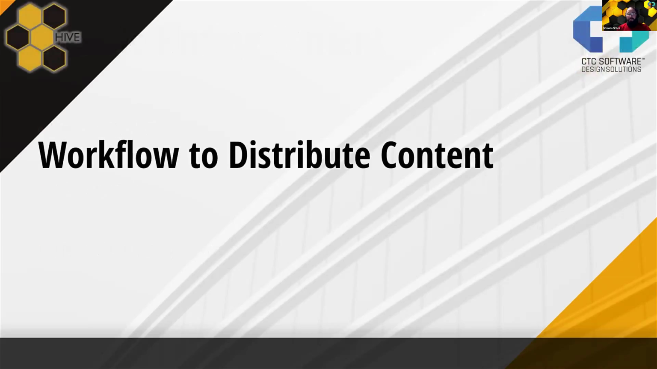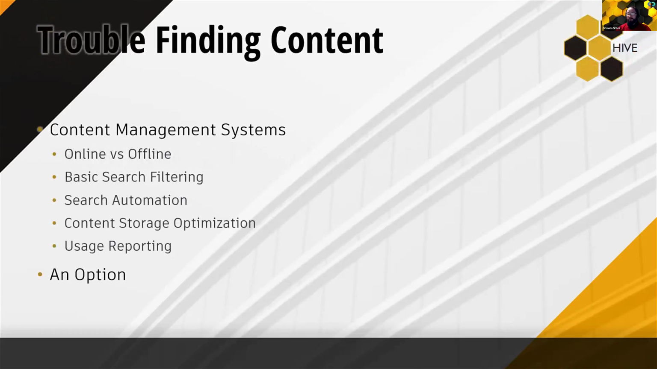So how do you distribute this? How do you get this content into the hands of your users? Well, there's a couple of different content managers out in the market. Whatever you choose, there's a few things that you really need to consider. Does this content management system allow you to use it online and offline? Meaning it's hosted on your network or it's hosted in the provider's cloud. Do they allow basic filtering of content? And is it automatic? Does it automatically have filtering, or do you have to manually set up those properties to be filterable?